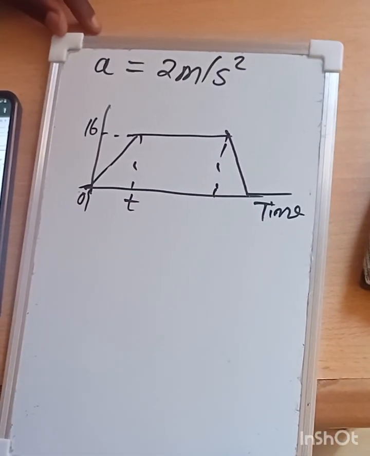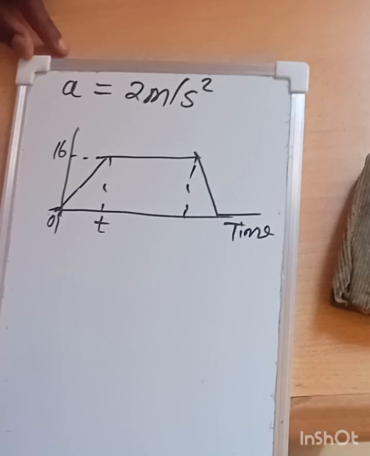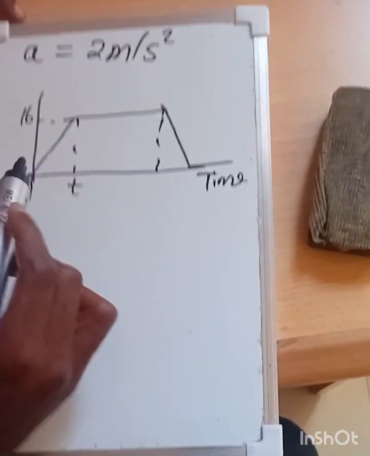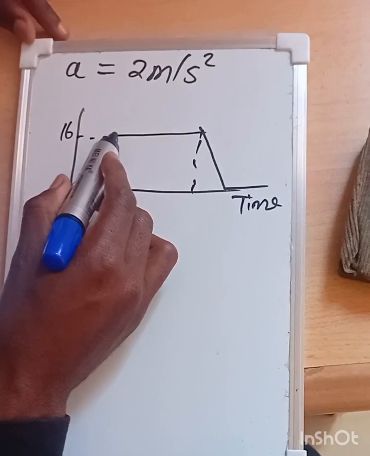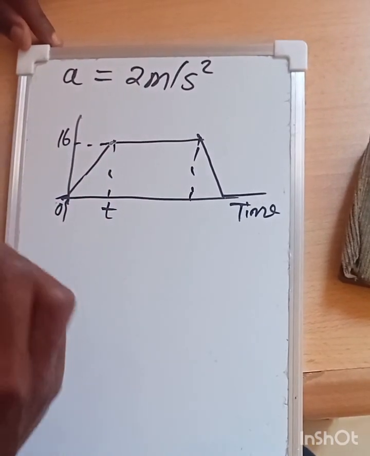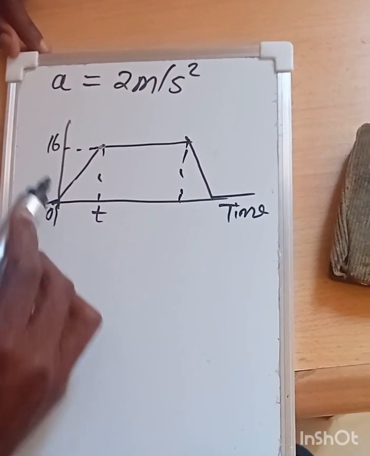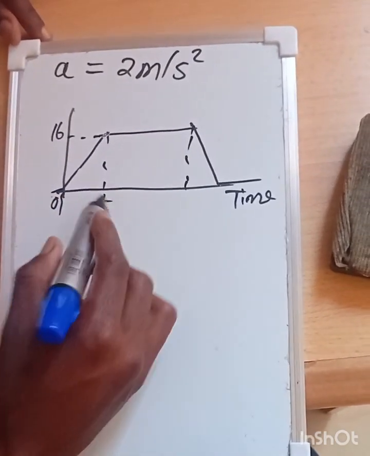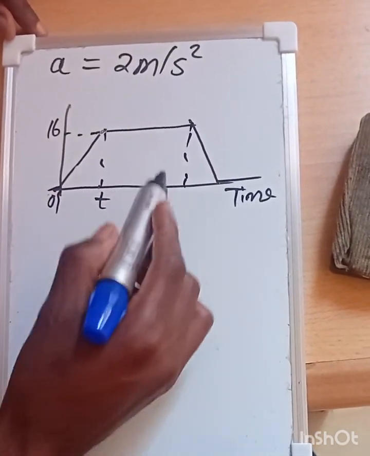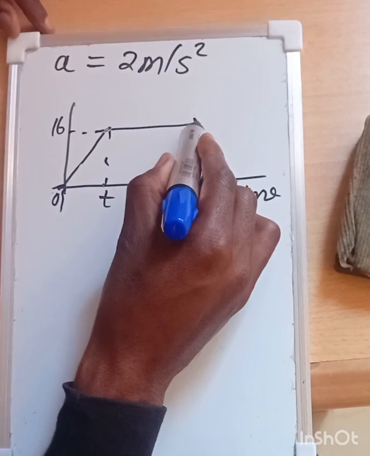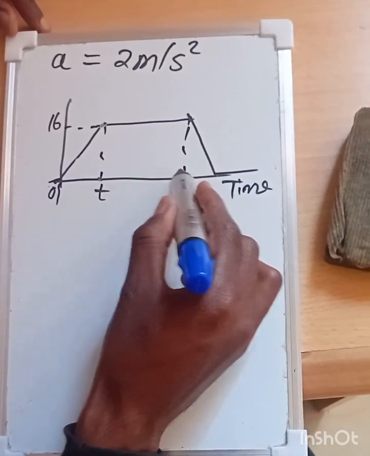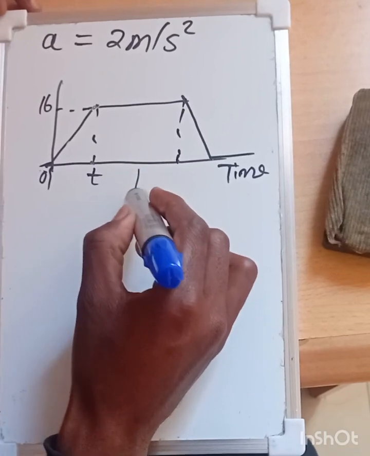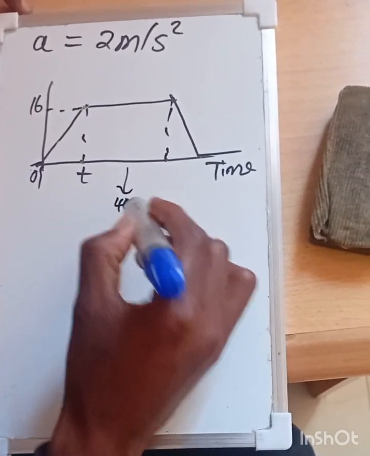So we are saying this time until it reaches a speed of 16 at this point. Then it travels at 16 meters per second for 40 seconds. So meaning from here, t, until this point here, for 40 seconds. From there to there it's 40. There's a 40 seconds period here.